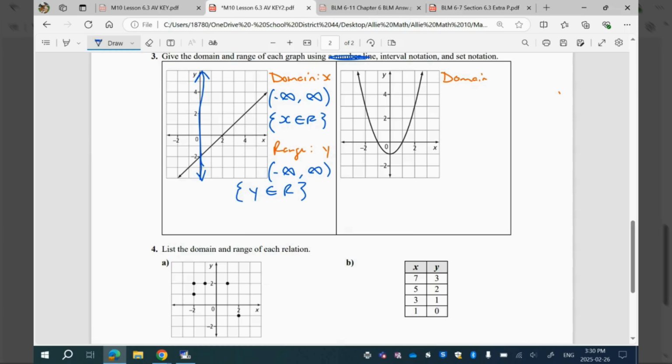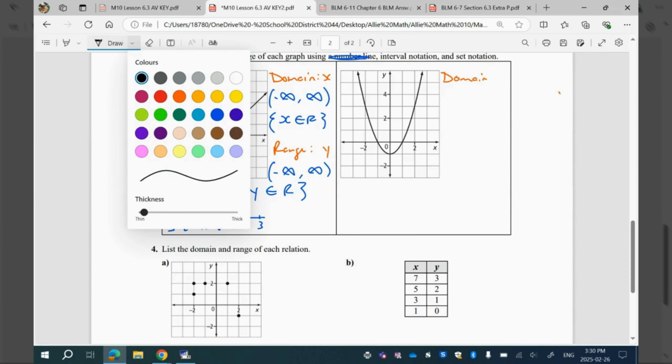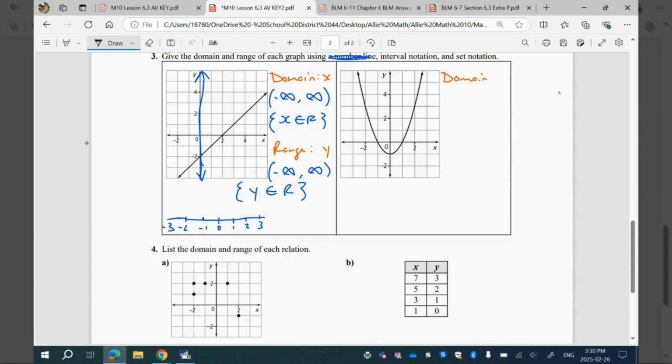that. As a maybe for the domain, I'll show you what a number line could look like. A number line could look like this. We got 0, 1, 2, 3, -1, -2, -3, and we could show that a line goes on and on forever in every direction, something like that.